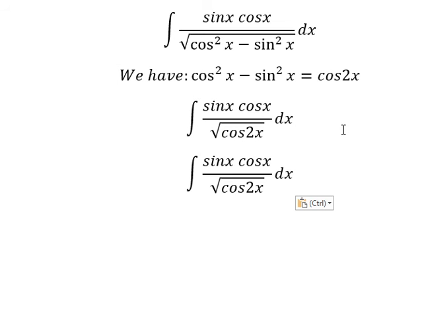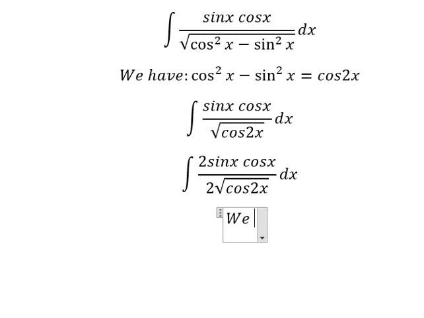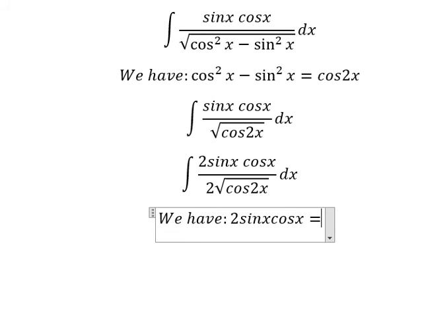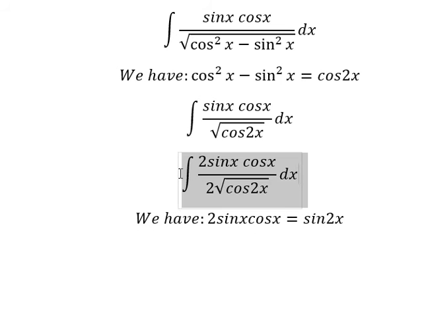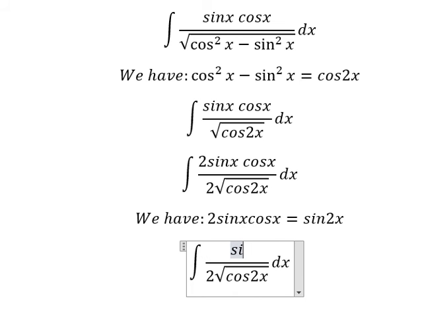Now, I will put number 2 on the numerator and denominator. So we have the second formula in here. 2 sine x cosine x equals sine 2x. So this one we change by sine 2x.